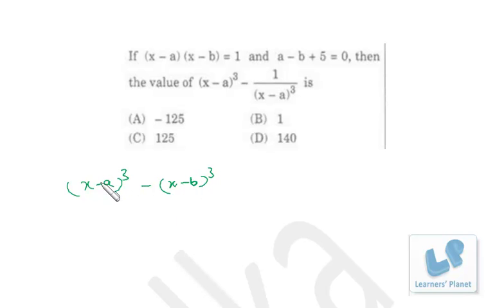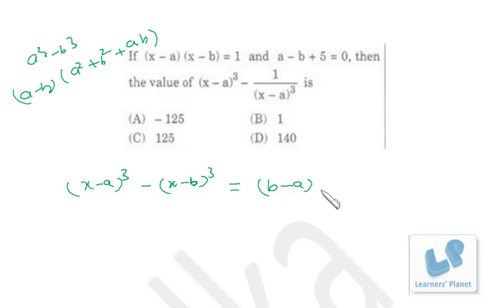Now we directly apply the formula for a cube, or we can say l cube minus m cube. So this expression is a cube minus b cube. The formula you must be knowing, that is a minus b into a square plus b square plus ab, right? So this entire term is the difference of these two. So x minus a minus x plus b, so that is b minus a.